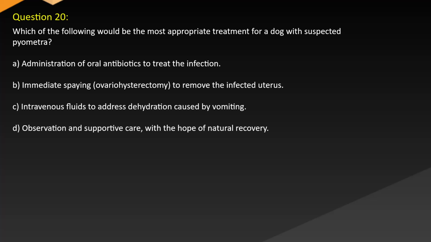Question 20. Which of the following would be the most appropriate treatment for a dog with suspected pyometra? A. Administration of oral antibiotics to treat the infection. B. Immediate spaying, ovariohysterectomy, to remove the infected uterus. C. Intravenous fluids to address dehydration caused by vomiting. D. Observation and supportive care with the hope of natural recovery.